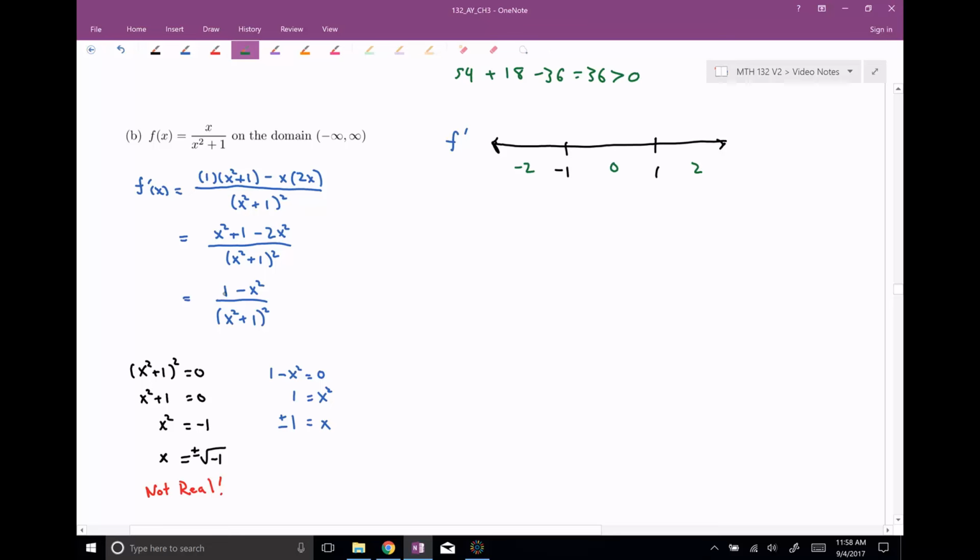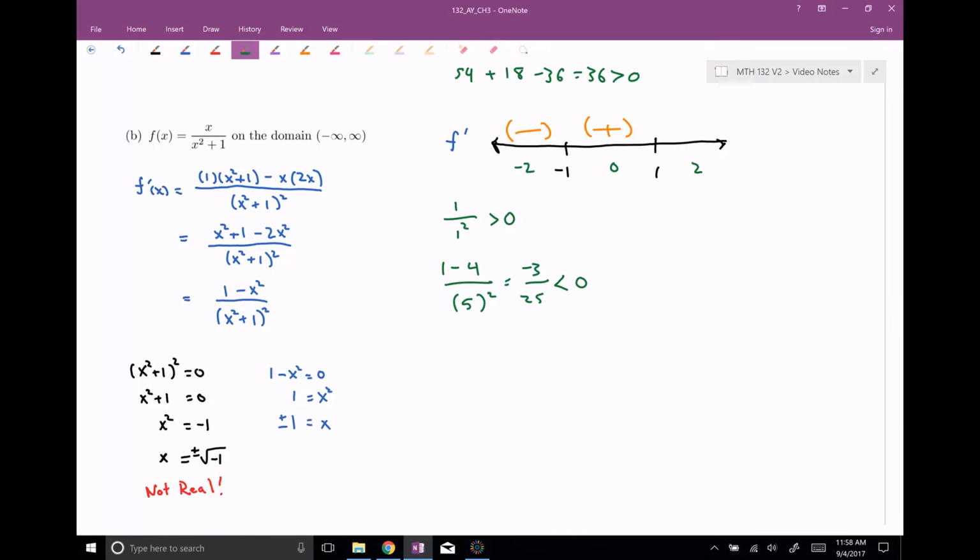So maybe if I plugged in 0, that's usually a nice one. If I plugged in 0, I would get 1 on top, and on bottom I would have 0 squared plus 1, squared, so 1 squared. And again, the big thing is that this is bigger than 0. So here we have positive. Now if I choose -2 and I plug it in, I'm going to have 1 minus -2 squared. So -2 squared is going to be 4, plus 1 is going to be 5. And so this is going to be -3 over 25. Again, the big thing is that this is less than 0, and so we're going to have negative.